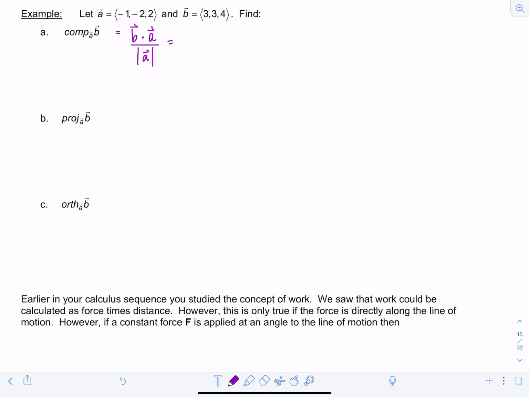Okay, so we're going to have here <3, 3, 4> dotted with <-1, -2, 2>. And then I'm going to divide this by the magnitude of A. So the magnitude of A is the square root of 1 plus 4 plus 4, so that's 9, so that's going to be 3. And then let's look at the dot product here. I have -3 plus -6 plus 8. That's -9 plus 8, so this is -1. So we have -1/3.